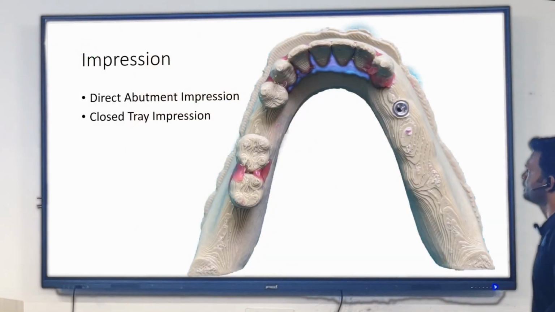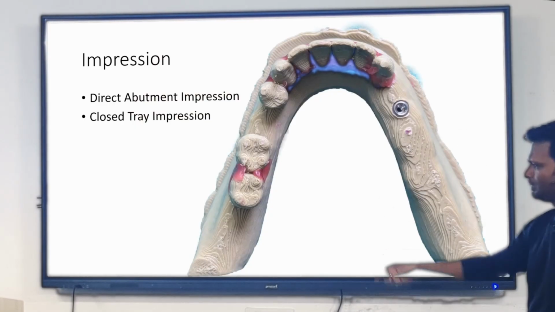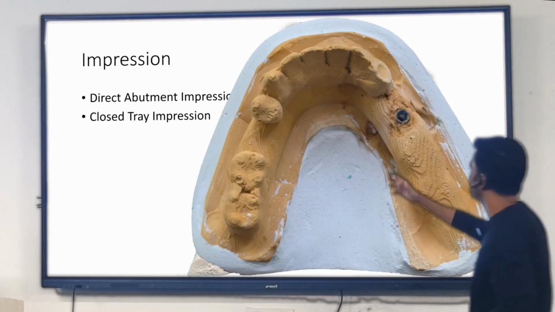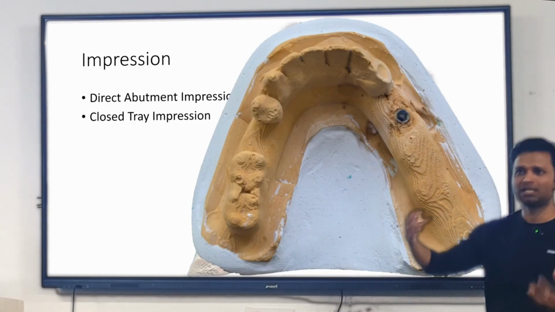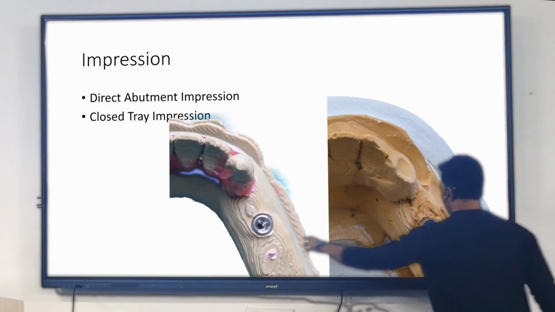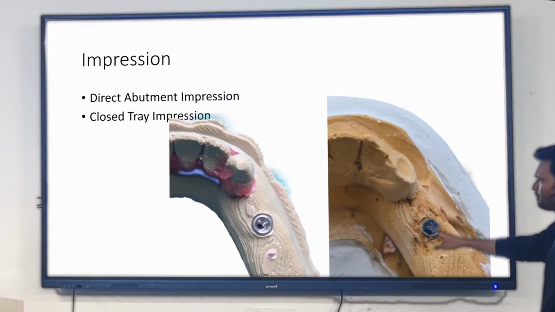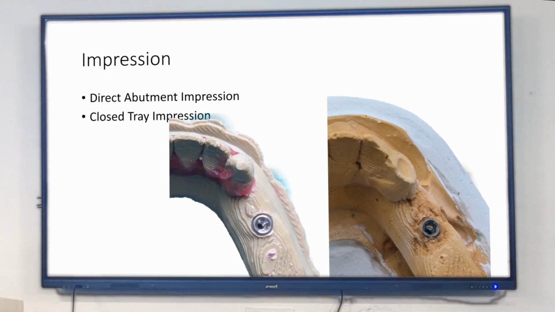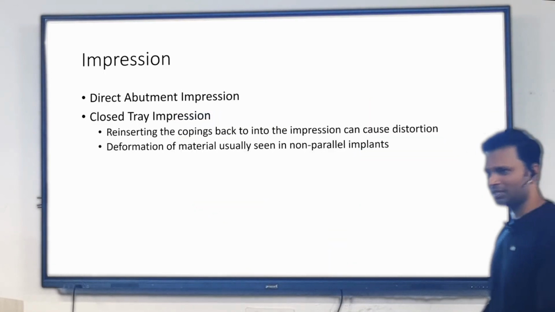Next, so that was the closed tray impression technique. We created the same connection. We transferred the same connection to the cast, the same position and same connection. Next, and can you see? This is the patient's mandible and this is the cast. You have the same connection, same position of the implant using the analog.